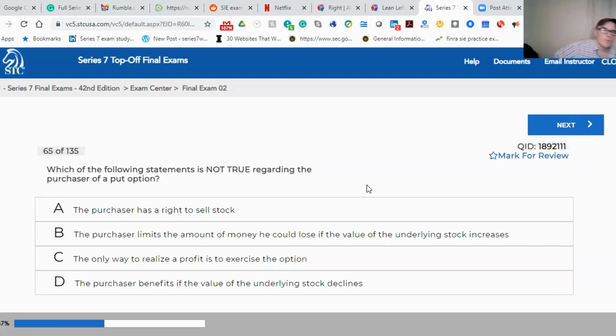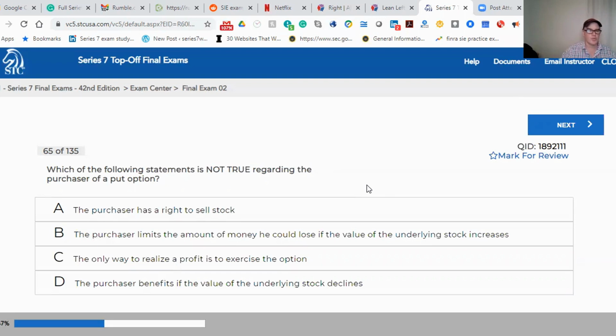Okay. Which of the following statements is not true regarding the purchaser of a put option? The purchaser has the right to sell stock. Yes, that's true. The purchaser limits the amount of money he could lose if the value of the underlying stock increases. Yes, that's true. You can only lose your premium. The only way to realize a profit is to exercise.